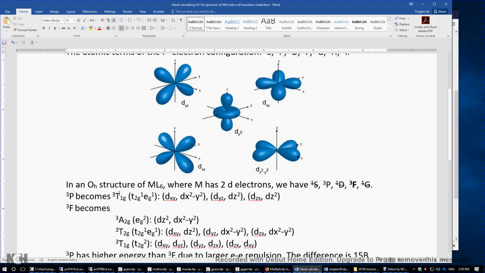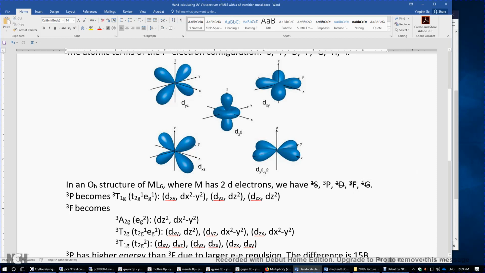Alright, enough about that. So again, in an octahedral structure of a transition metal complex, ML6, if M, the transition metal, has 2 d electrons, we have 5 different atomic term symbols. I crossed out 1S, 1D, and 1G for a reason. The lowest energy atomic term symbol is 3F.